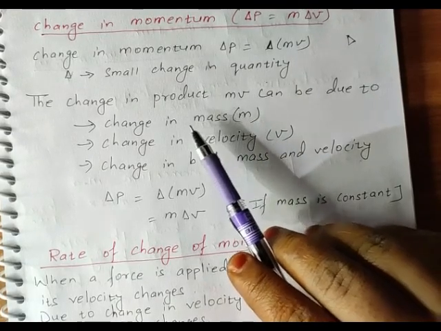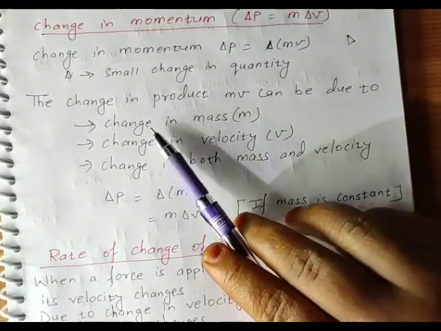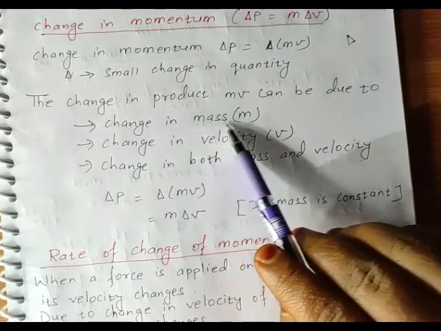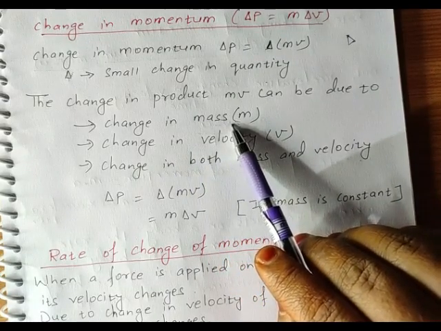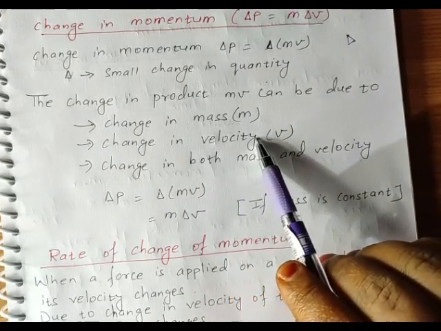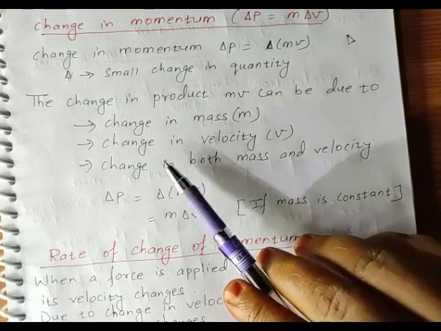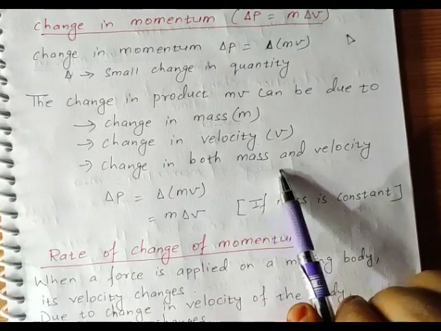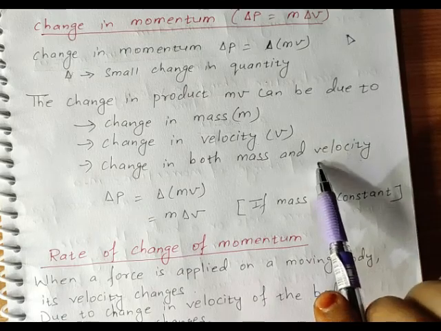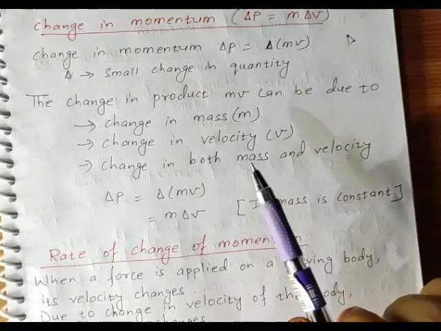Momentum is equal to product of mass and velocity. So if mass changes, momentum will change. Is it or not? Change in mass is possible for change in momentum. Next is change in velocity. If velocity of the body is changing, then also momentum can change. Or change in both mass and velocity. If both mass and velocity are changing for a particle, then also momentum will change.